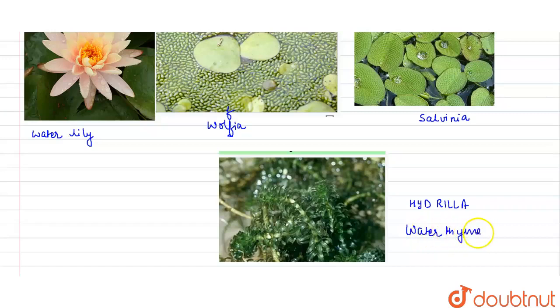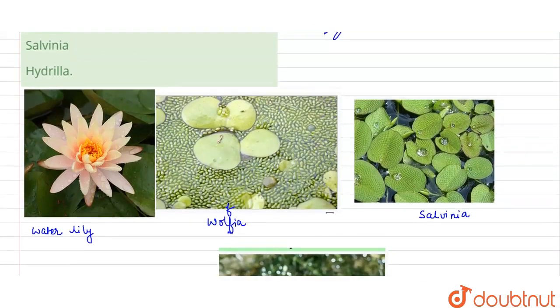Now, in this condition, can you see that the water lily, the roots are totally submerged and the surface leaves and the flower are on the topmost surface area. Wolfia doesn't have any roots. Rather, it is just floating on the water surface area. Salvinia is also similar. It is floating. Can you see over here? These are the roots that are floating.